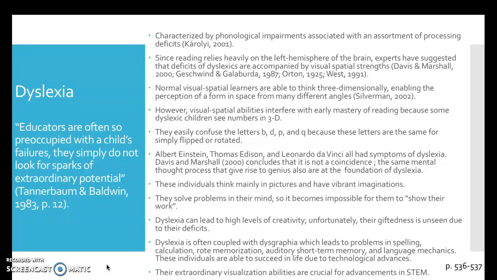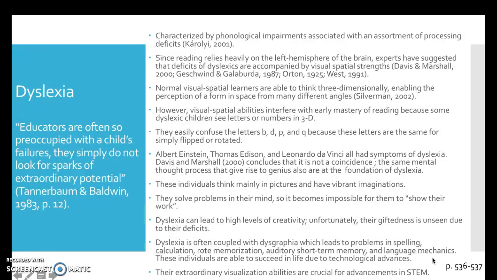Dyslexia. Dyslexia is characterized by phonological impairments associated with an assortment of processing deficits. Since reading relies heavily on the left hemisphere of the brain, experts have suggested that deficits of dyslexics are accompanied by visual spatial strengths. Normal visual spatial learners are able to think three-dimensionally, enabling perception of a form in space from many different angles. However, visual spatial abilities interfere with early mastery of reading because some dyslexic children see letters or numbers in 3D. They easily confuse the letters B, D, P, and Q because these letters are the same form, simply flipped or rotated.